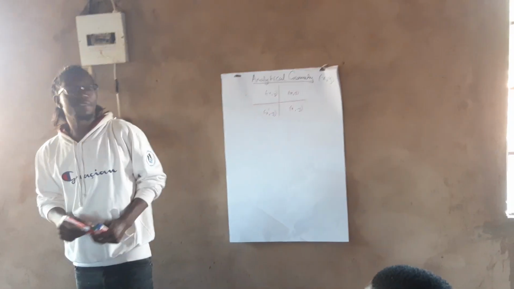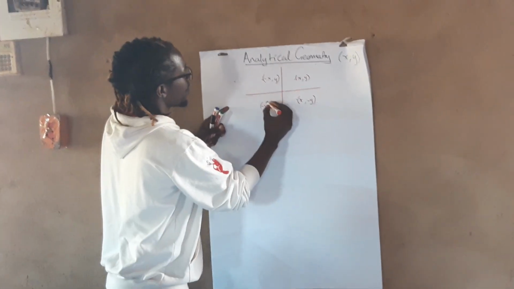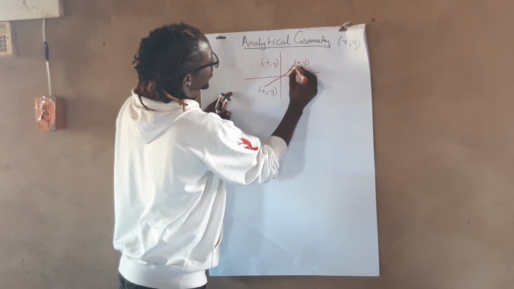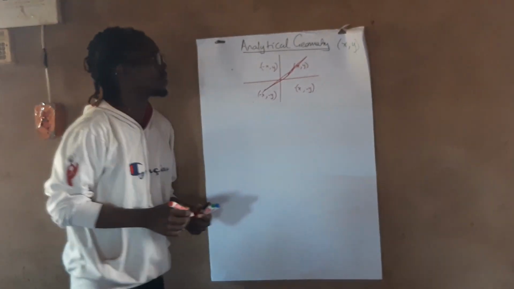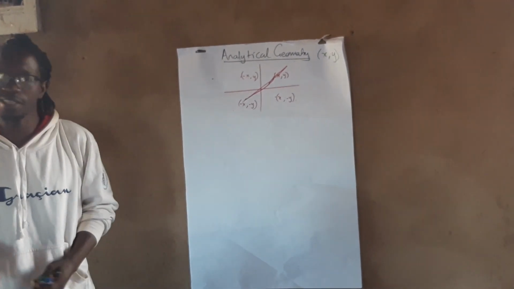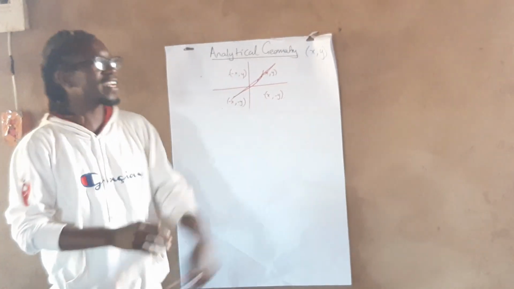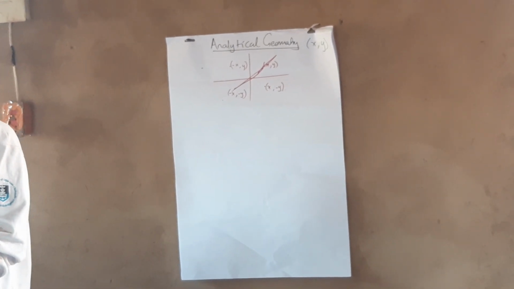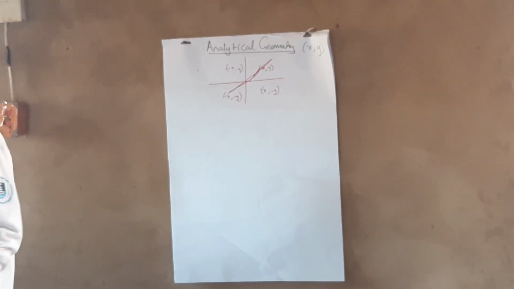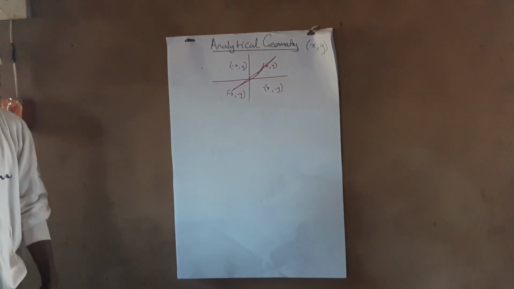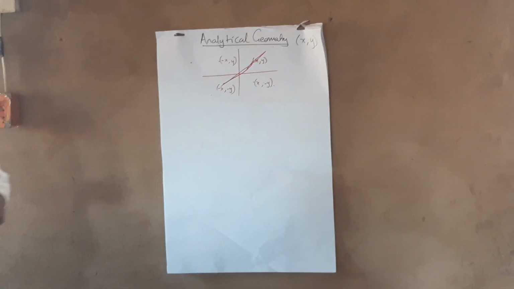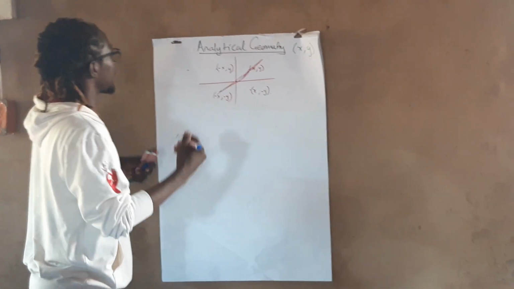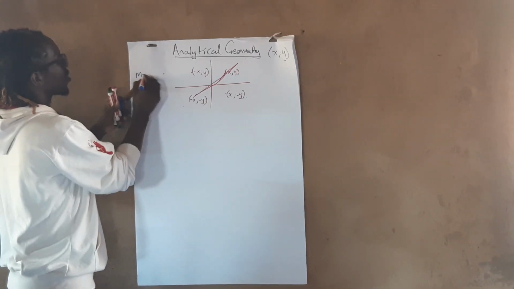So, mostly we're having lines that are joining points here. Lines that are joining points, right? So, if we're having lines that are joining points, it means that we're dealing with what? With gradients. So let's just remind each other about the previous work, right? So we have gradient. How do you calculate our gradient?